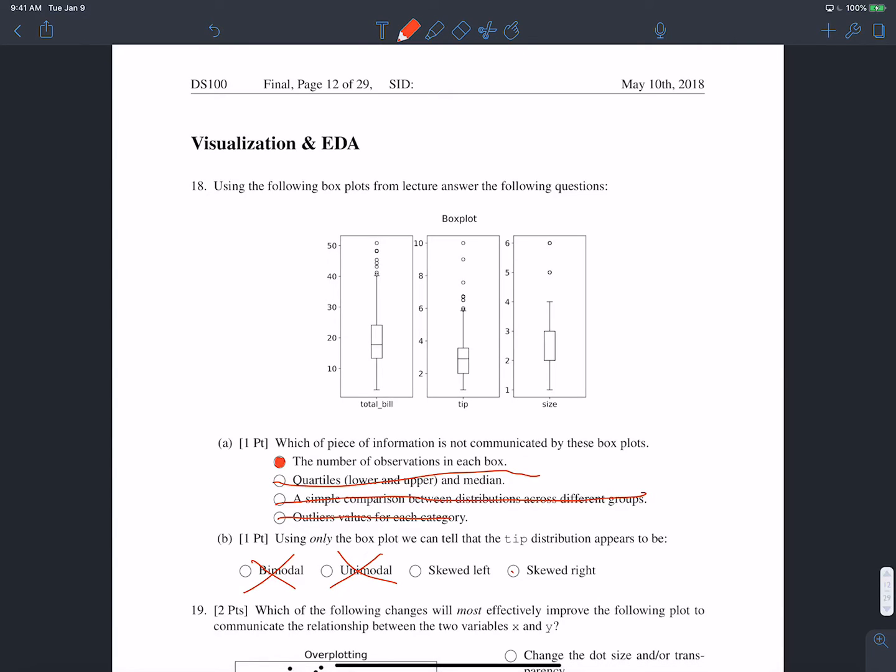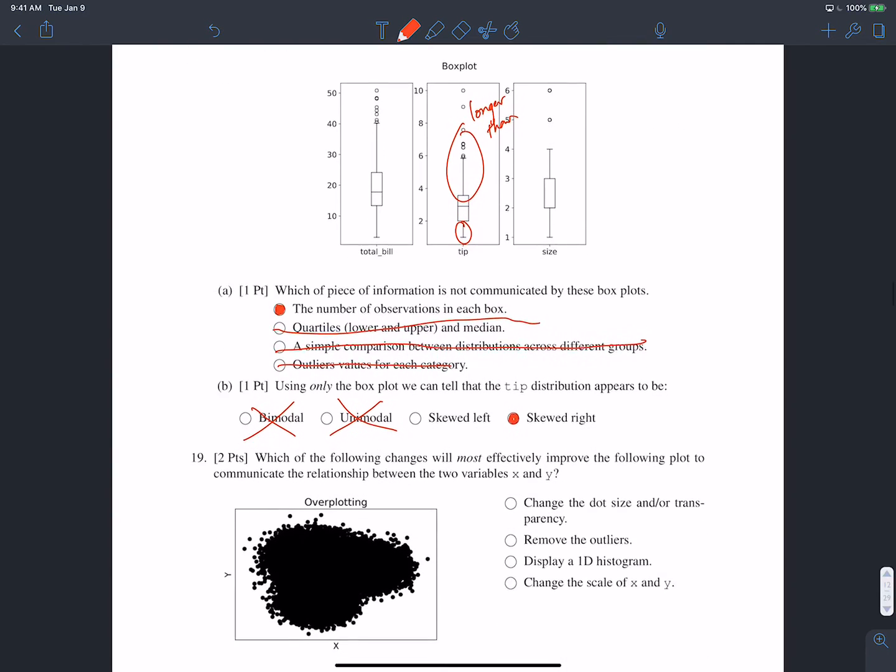And it turns out that it's skewed right, because suppose we were to rotate this box plot horizontally, we'd see that the right tail is longer than the left tail. Okay, right tail is longer. It tells us that the tip distribution is skewed to the right.